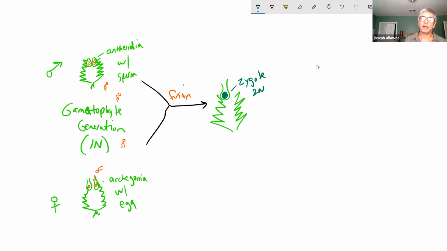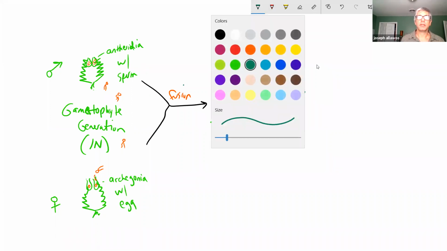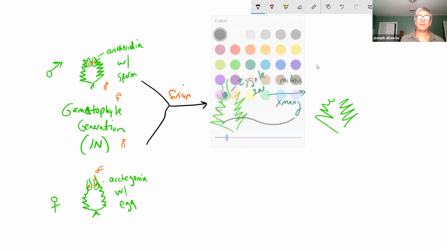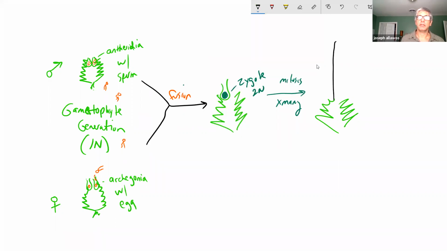Well, that zygote does mitosis many times to form the sporophyte generation. And now here's where things get really interesting. Here's the gametophyte, and growing up out of the gametophyte, believe it or not, is this structure that we call the sporophyte.